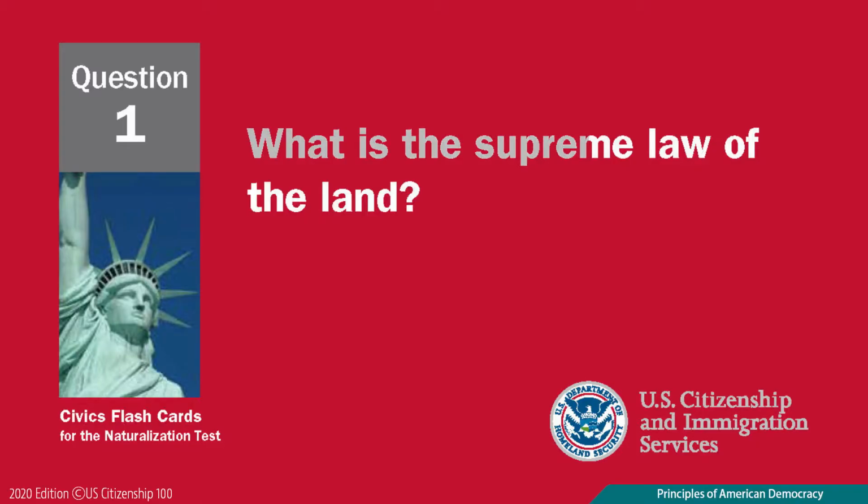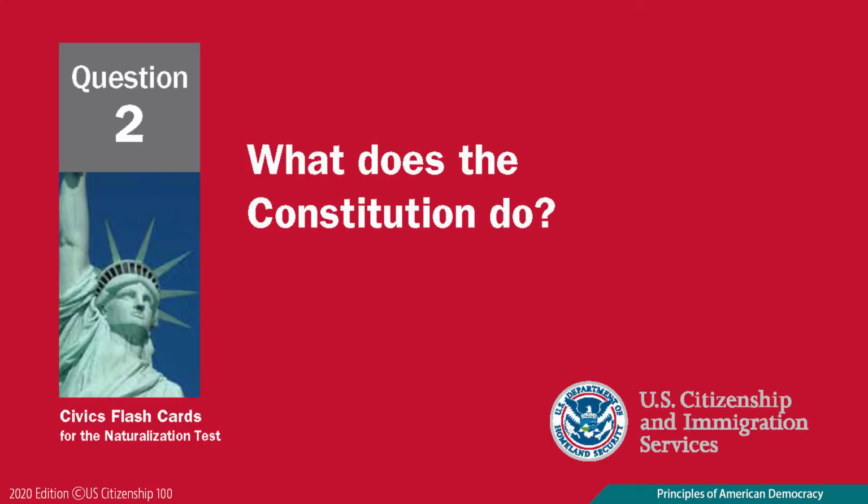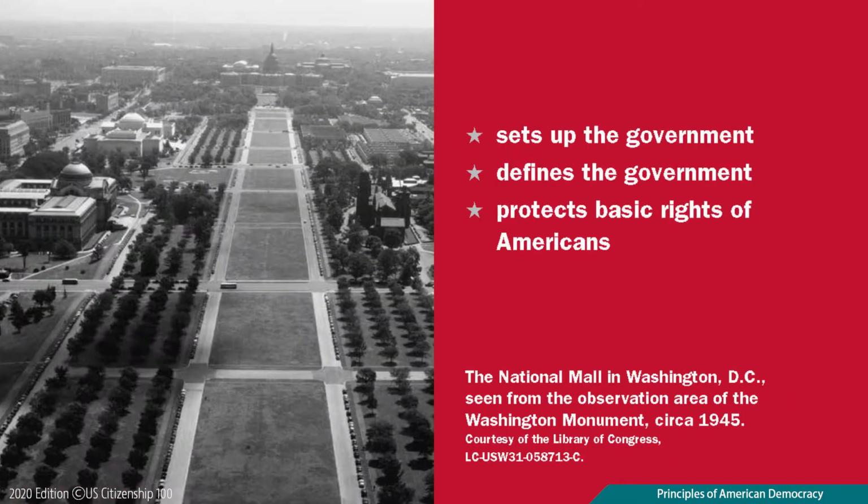What is the supreme law of the land? The Constitution. What does the Constitution do? Sets up the government. Defines the government. Protects basic rights of Americans.